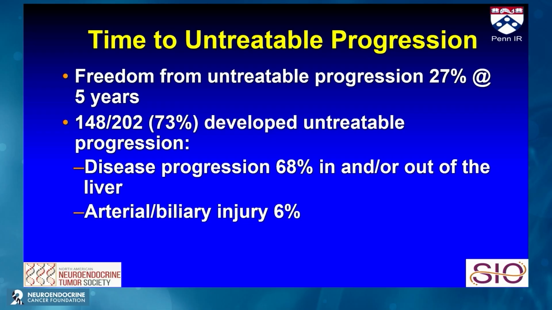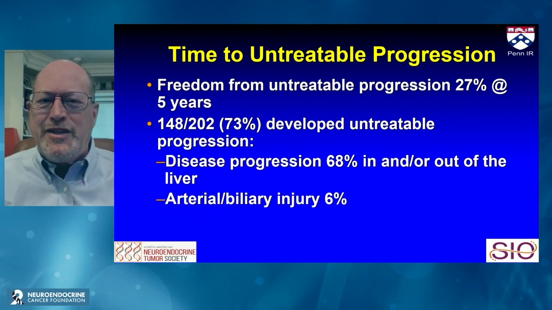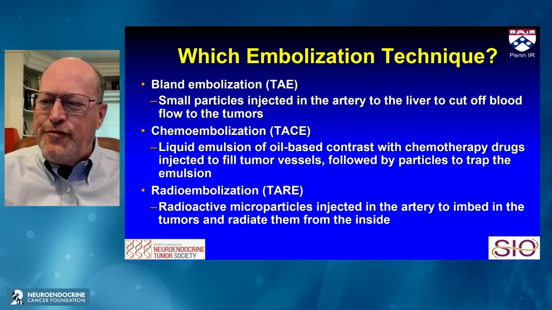Of the patients who developed untreatable progression and had to go to a new line of therapy, mostly it's because the tumor just progressed either outside the liver, so they needed systemic therapy, or they progressed in the liver fast enough that they said, okay, this isn't really working anymore, we need to do something else. Only very uncommonly, 6%, was because the repeated cycles of embolization had done enough damage to the liver that you couldn't go back and do it again. So it's rare that we burn the line of therapy due to injury from the embolizations. You usually can repeat them over and over.